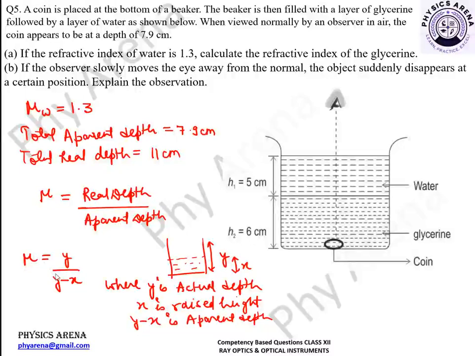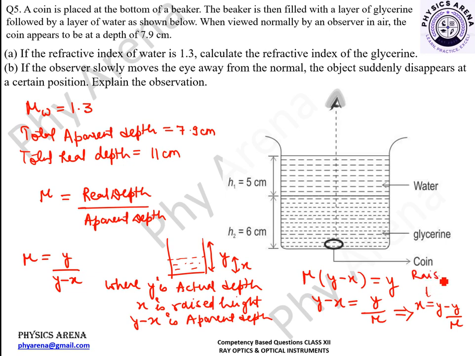We can use this formula to find the raised height for the individual medium. So we can write mu times y minus x is equal to y. If I cross multiply this, y minus x will be equal to y by mu, and this implies if I take x towards the right hand side and y by mu towards the left hand side, I can write x is equal to y minus y by mu. So this is the formula for raised height. Now let's try to apply this formula for the individual medium, water and glycerine.